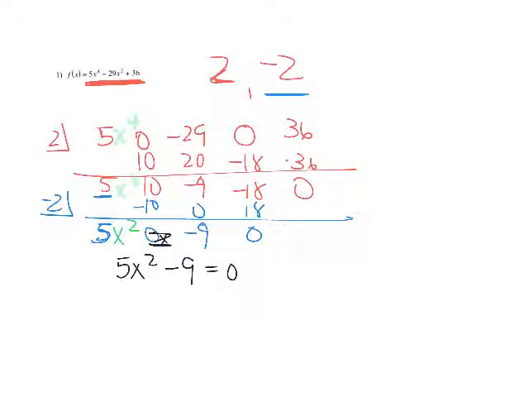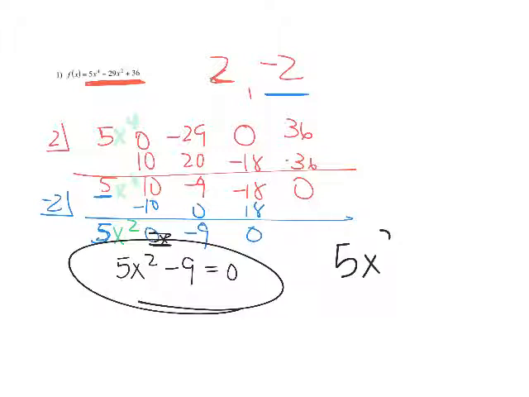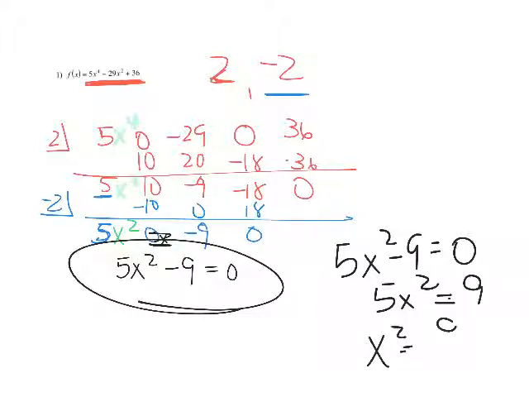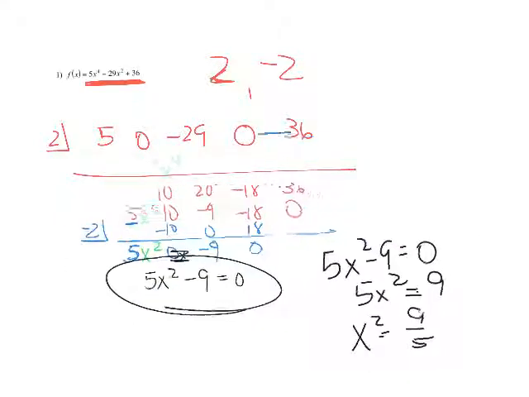All right, so now you're going to solve this quadratic right here. So 5x squared minus 9 equals a 0. Add 9 to both sides, so you get 5x squared equals 9. Divide both sides by 5, so you get x squared equals 9 over 5.